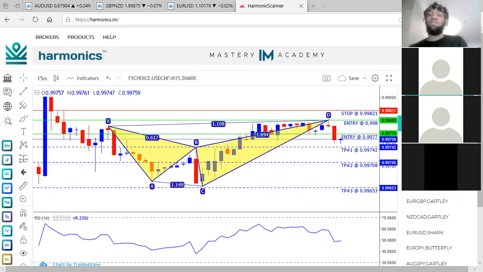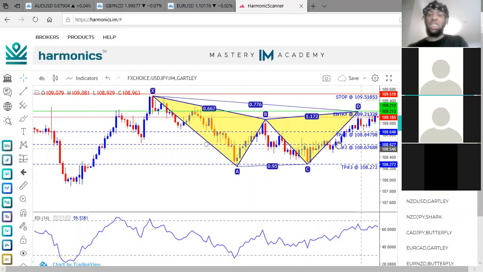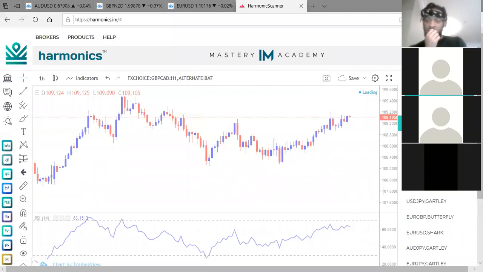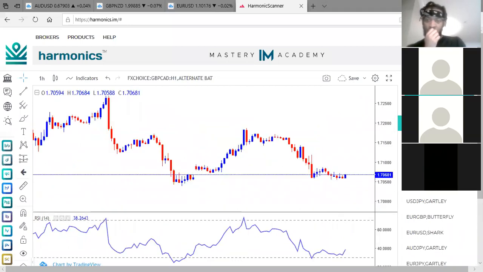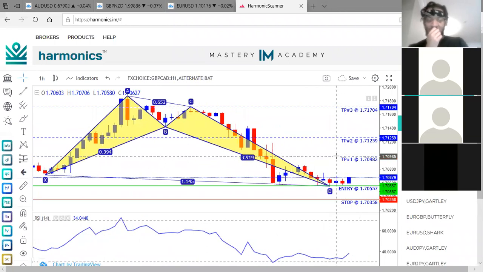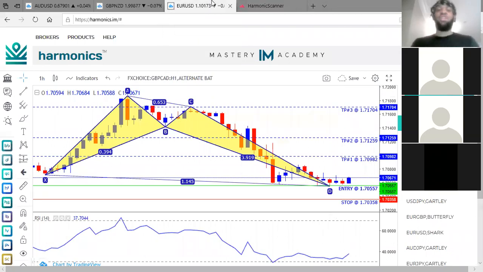USDCHF. Hold on, let's look at some of these. What does the scanner have for us today? H1. It's an H1. GBP CAD. Turn it back. GBP CAD. Buy opportunity. Alternate bat.